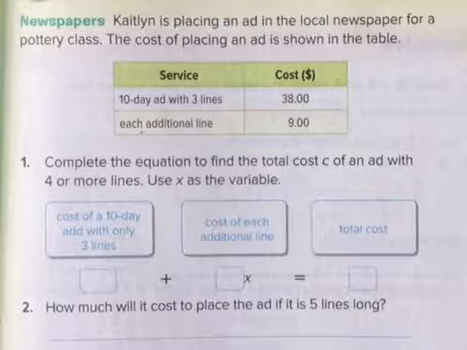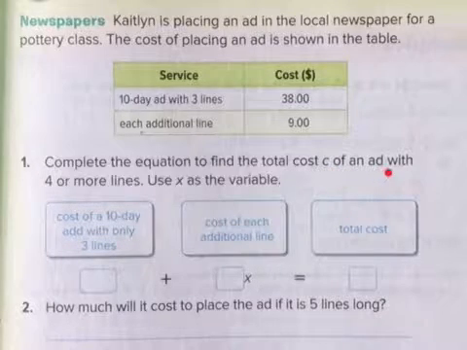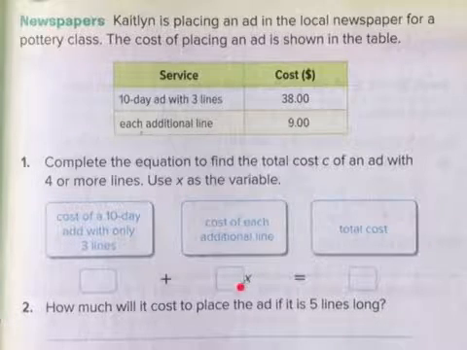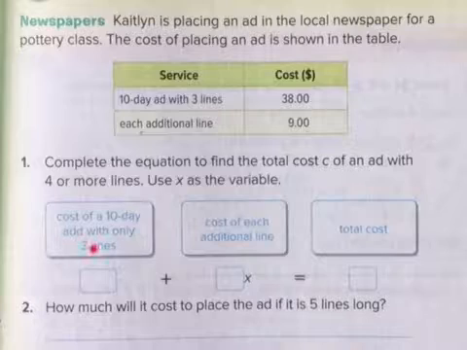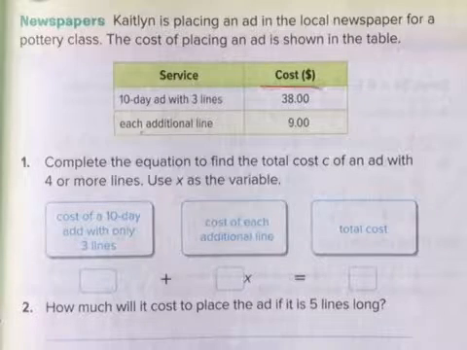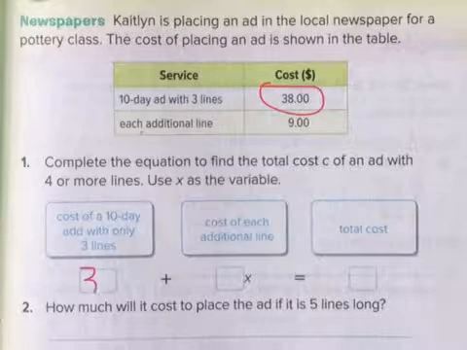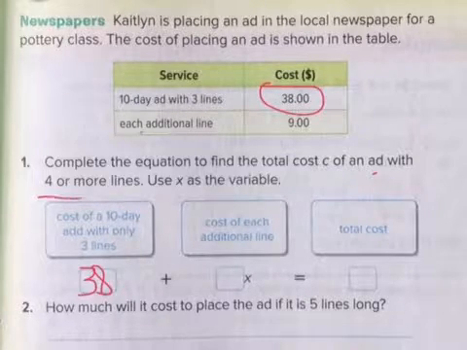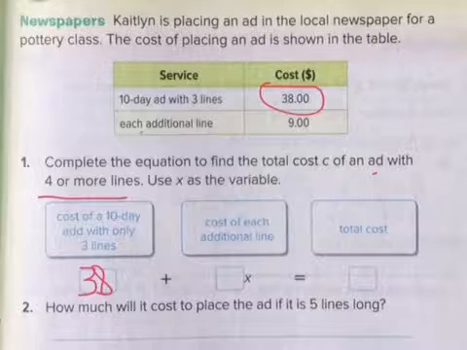Total cost is going to be represented with the variable C of an advertisement with 4 or more lines. Use X as the variable. So here's our X. The cost of a 10-day ad, we already know, is $38. And we're going to find the cost of the ad for 4 or more lines. We know that this is 3, correct?